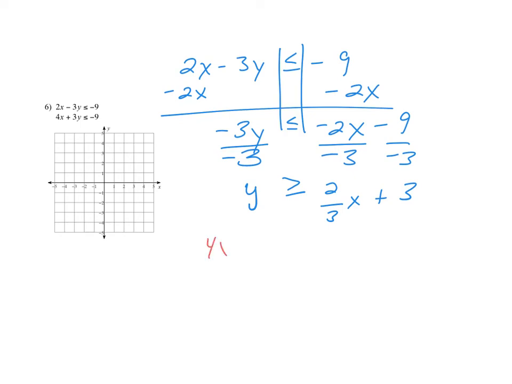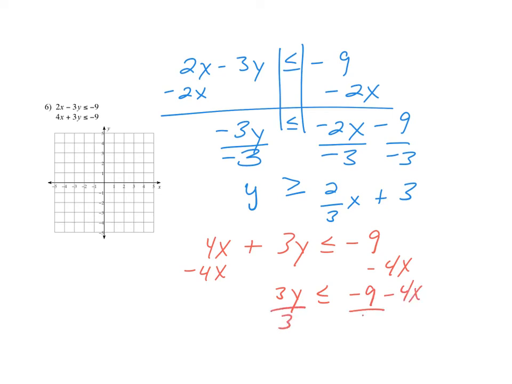My second line. I'm going to subtract the 4x. This time I think I'll keep the negative 9 in front to show you that it doesn't matter. Divided by positive 3, so my sign does not flip. Negative 9 divided by 3 is negative 3, negative 4 over 3x.